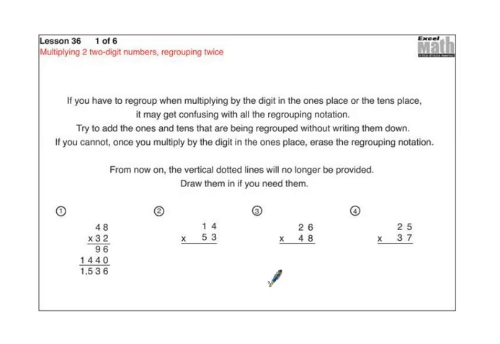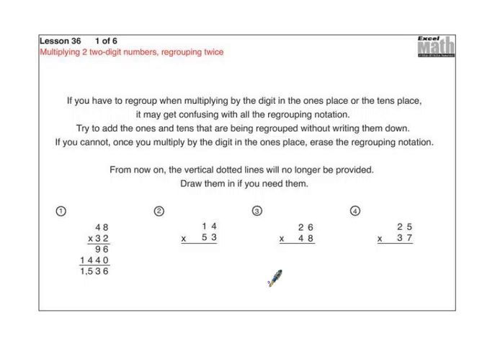Alright, it's time for 5th grade Excel, lesson number 36, multiplying two-digit numbers, and we're going to be regrouping twice on these. If you have to regroup when multiplying by the digit in the ones place or the tens place, it may get confusing with all the regrouping notation. I'll kind of go over that with you in a minute. Try to add the ones and tens that are being regrouped without writing them down. Well, I have a different solution for that, but we'll see that in a second.